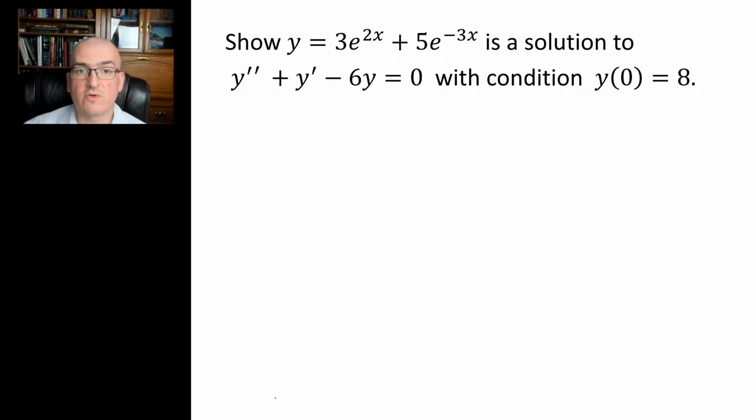Just to show you what a second order differential equation looks like, here's one: y double prime plus y prime minus 6y is equal to 0. So this is a very horrifying type of differential equation to solve just by trial and error, just by guessing, unless you know how you're supposed to guess for something like this. It also has a condition that this mystery function evaluated at 0 is equal to 8. And all we're asked to do here is to show that y equals 3e to the 2x plus 5e to the negative 3x actually solves this puzzle.